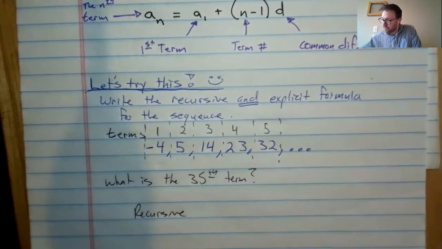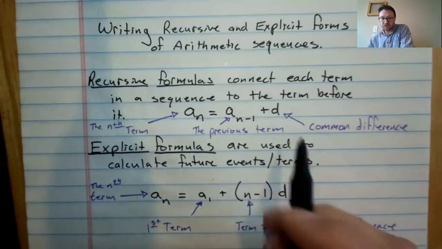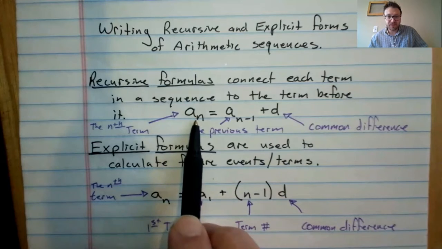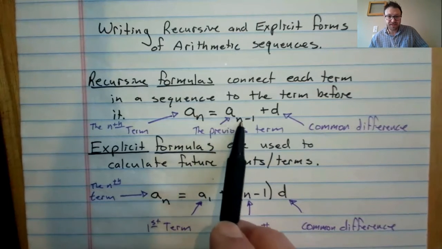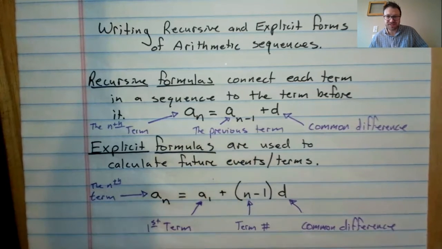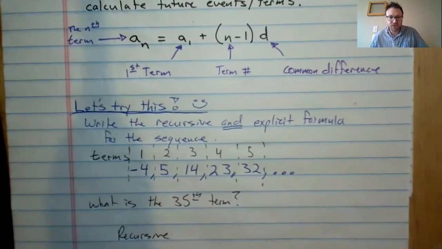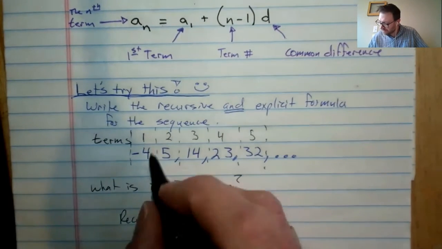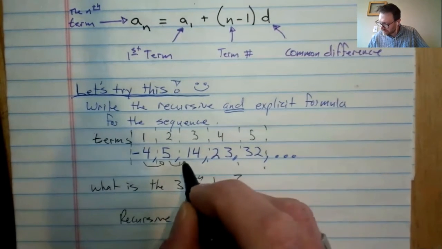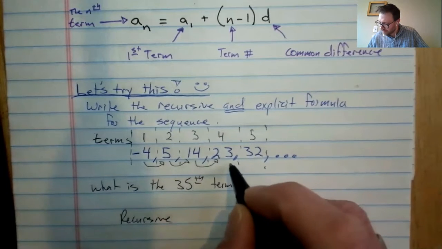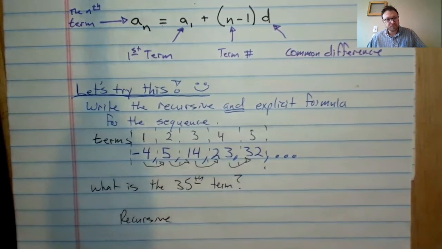And the recursive form, if you remember, we can take a look back up here, right? We're doing a sub n equals a sub n minus 1 plus d. So I basically need the common difference. So what is the common difference? For the common difference, I'm just looking from here to here, from here to here. How do I go from one term to the next? What am I doing to the number?